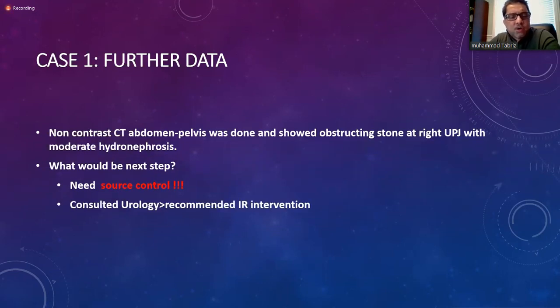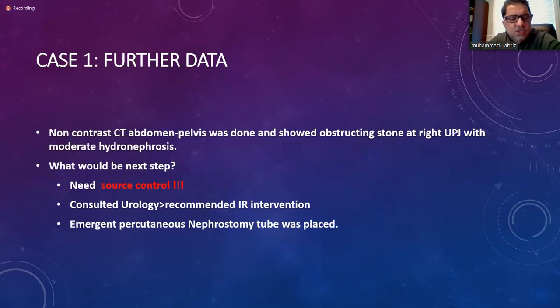So you consult urology. In America nowadays, with the technological advancement in interventional radiology, most patients go to the radiology department to be intervened on rather than going to the OR. Urology recommended that radiology put in a nephrostomy tube, which is very quick and less invasive than going into surgery. So this patient had an emergent nephrostomy tube placed.